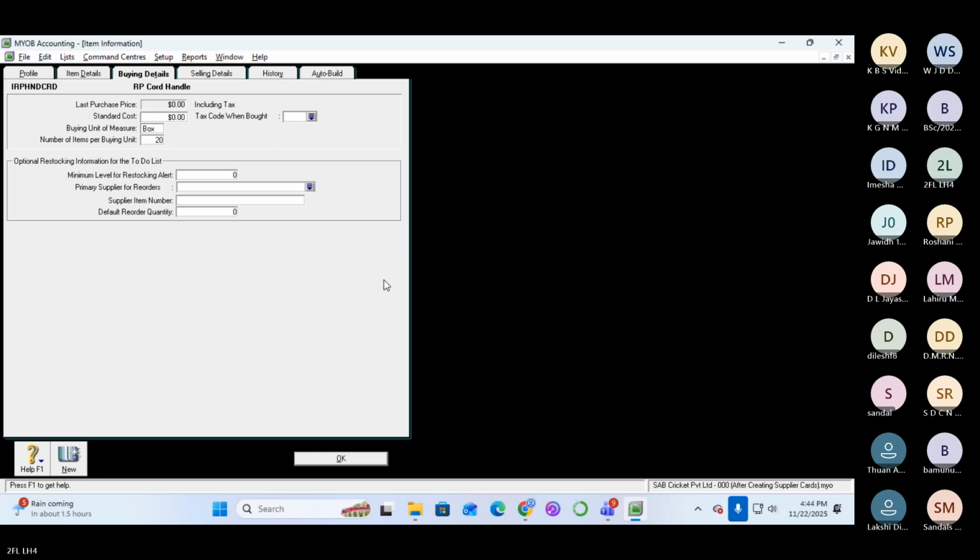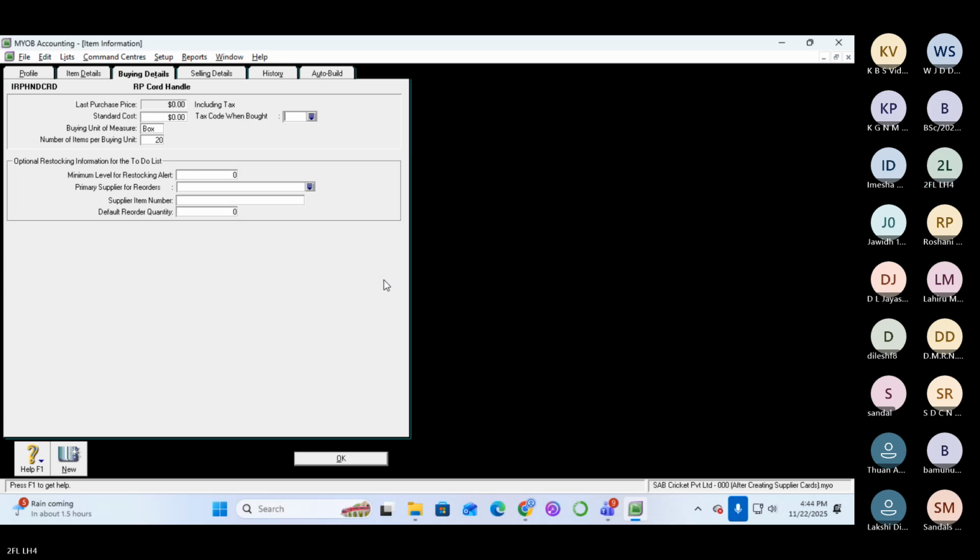How this 20 will be considered is, let's say when you are buying these items, right? If you enter the quantity as 5 when buying, I'm talking about a future action, when you go and try to buy this item, if you enter the quantity as 5, 5 will be multiplied by 20. Because your 5 units are equivalent to 5 boxes of 20, right? Then they will calculate the quantity as 100 items. Therefore, this buying unit of measure is really important.